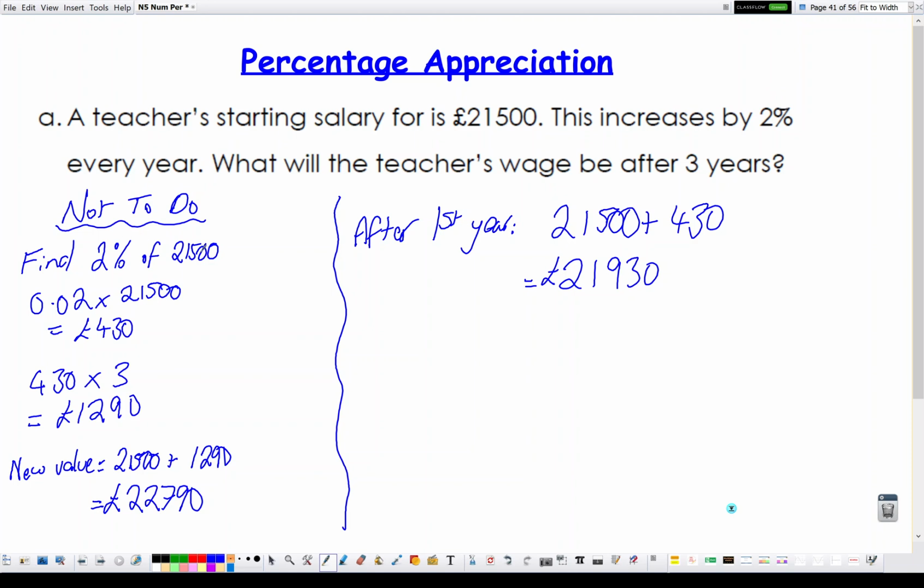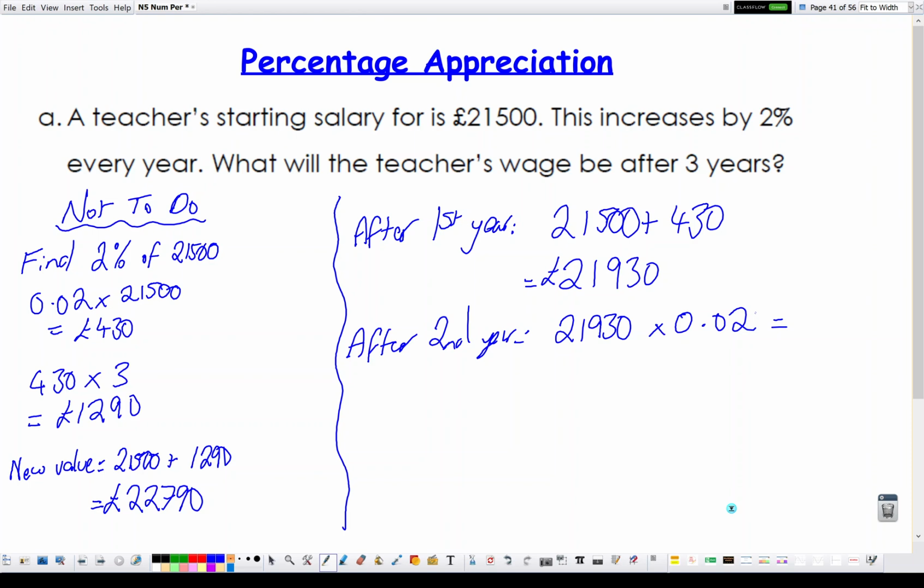Now here's the trick, and here's how this percentage appreciation works year after year. I'm not then finding 2% of my original value to work out my salary after the next year. I'm now working out 2% of this new value, 21,930. It's a higher number than what I started with. So because I'm taking the same percentage of a higher number, the amount that it's going to go up by is actually more than 430. So after the second year, we now do 21,930 times 0.02. And we'll get an answer slightly higher than 430 this time.